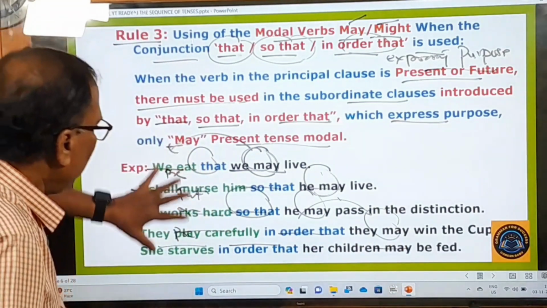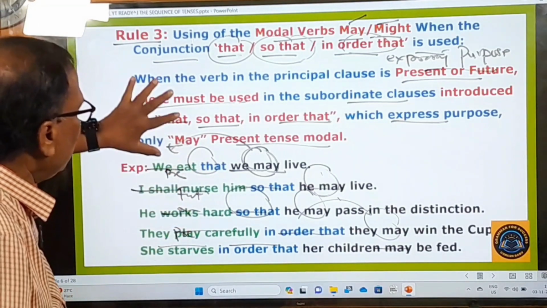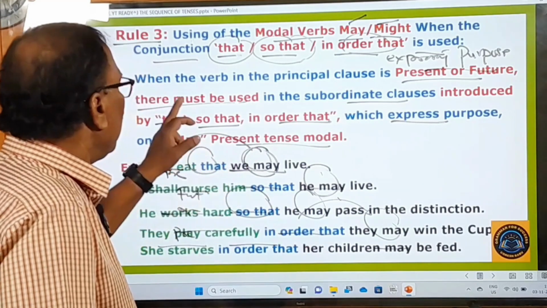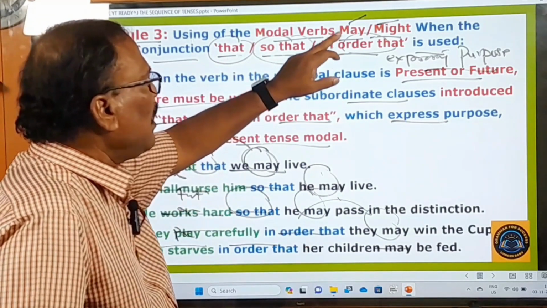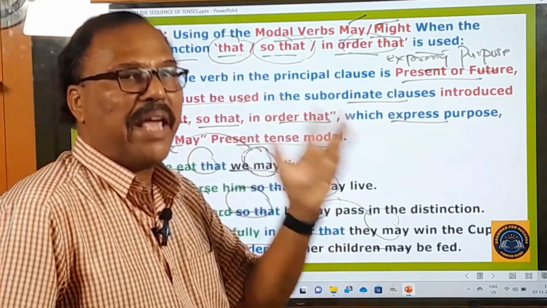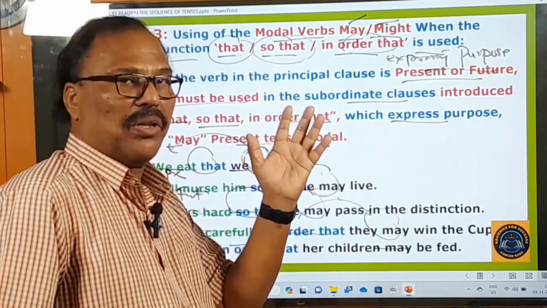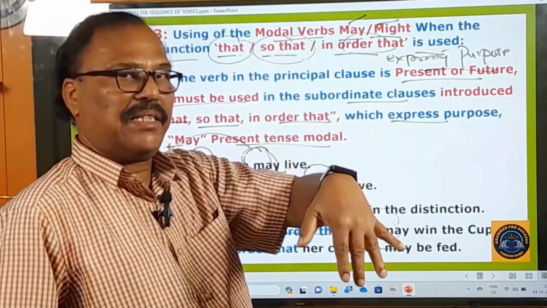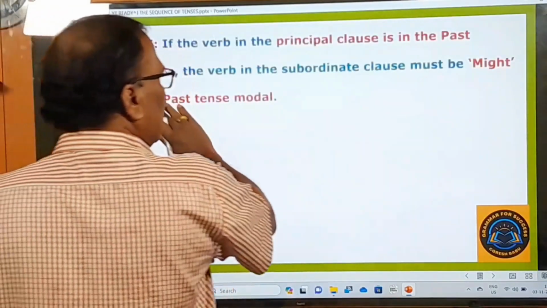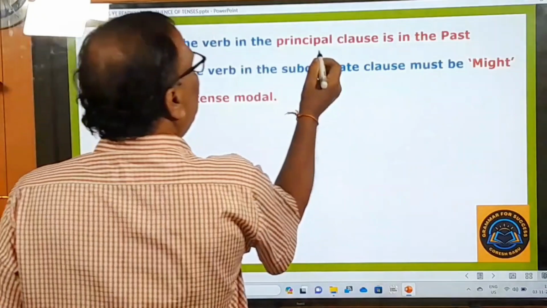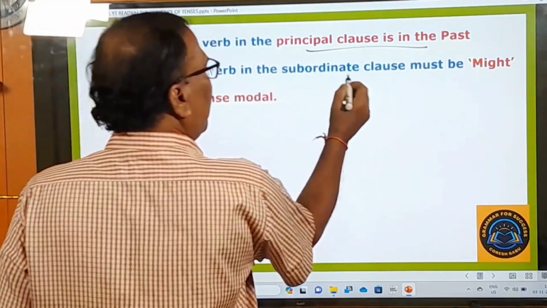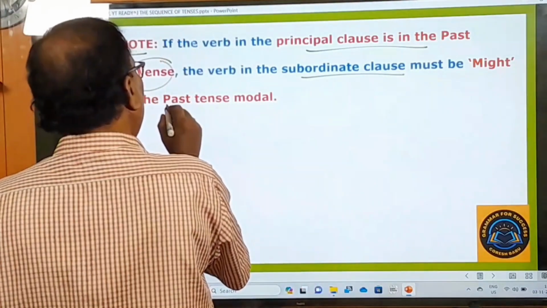So in this way, whenever there is a present tense or future tense in the main clause, in the subordinate clause beginning with that, so that, in order that, expressing purpose, there must be used only the present tense modal may. May is the present tense modal. The past tense modal is might. That's why I am stressing that. Note is there under this particular rule: if the verb in the principal clause is in the past tense, the verb in the subordinate clause must be might, the past tense modal.